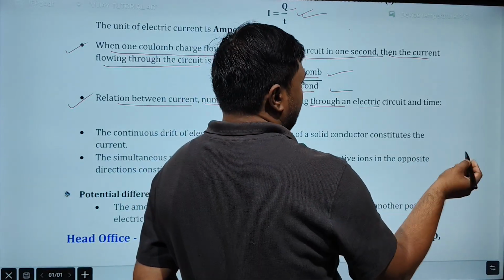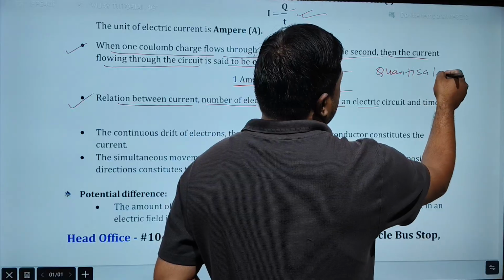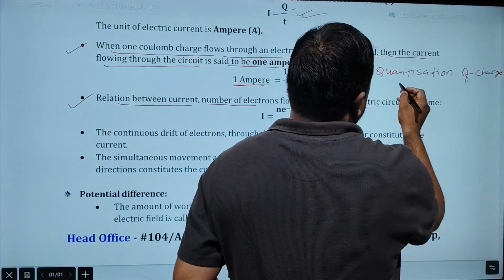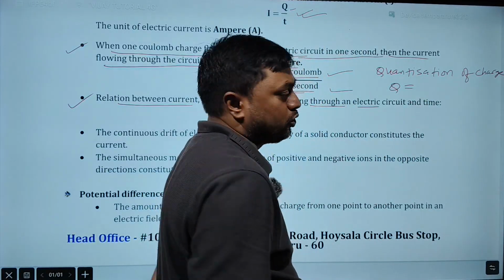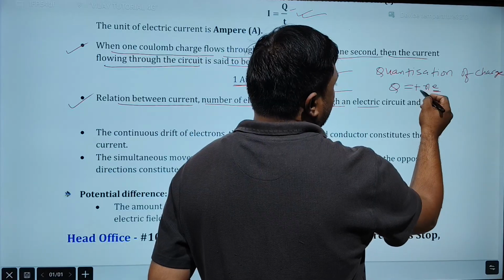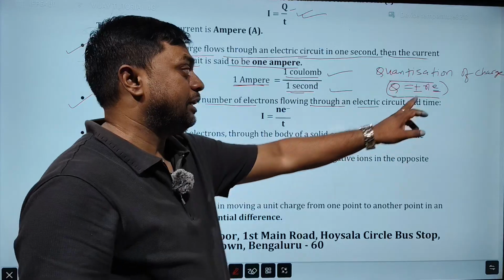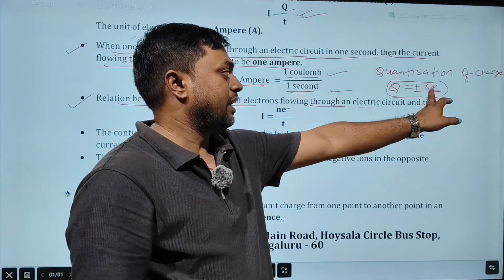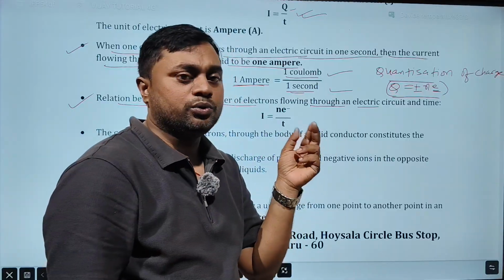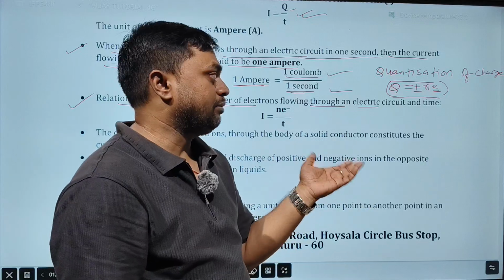See, actually we have a concept called quantization of charge. According to this, the total charge present in a body is always an integral multiple of the basic charge e. So Q is what? Plus minus Ne. Total charge can always be an integral multiple of the basic charge. N is the number of electrons, which is always a whole number. It may be 0, 1, 2, 3, it may be negative or positive.